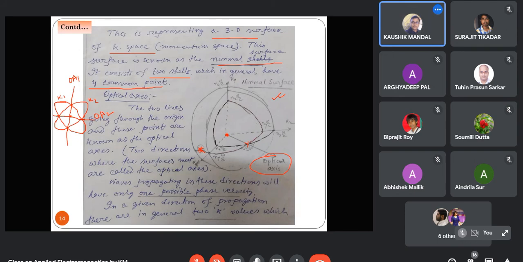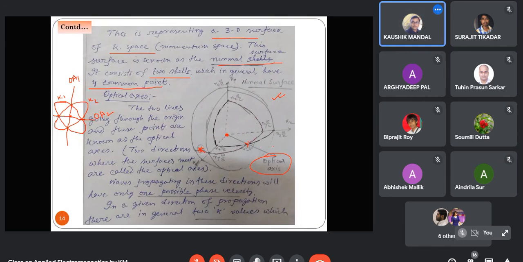Now, to analyze or understand the properties of anisotropic materials, this normal surface is very important. At the same time, it is very important to identify the optical axis, because if the wave is propagating through the optical axis, it will face only one phase velocity. But if it passes through any other axis rather than the optical axis, the corresponding wave will face 2 different phase velocities.